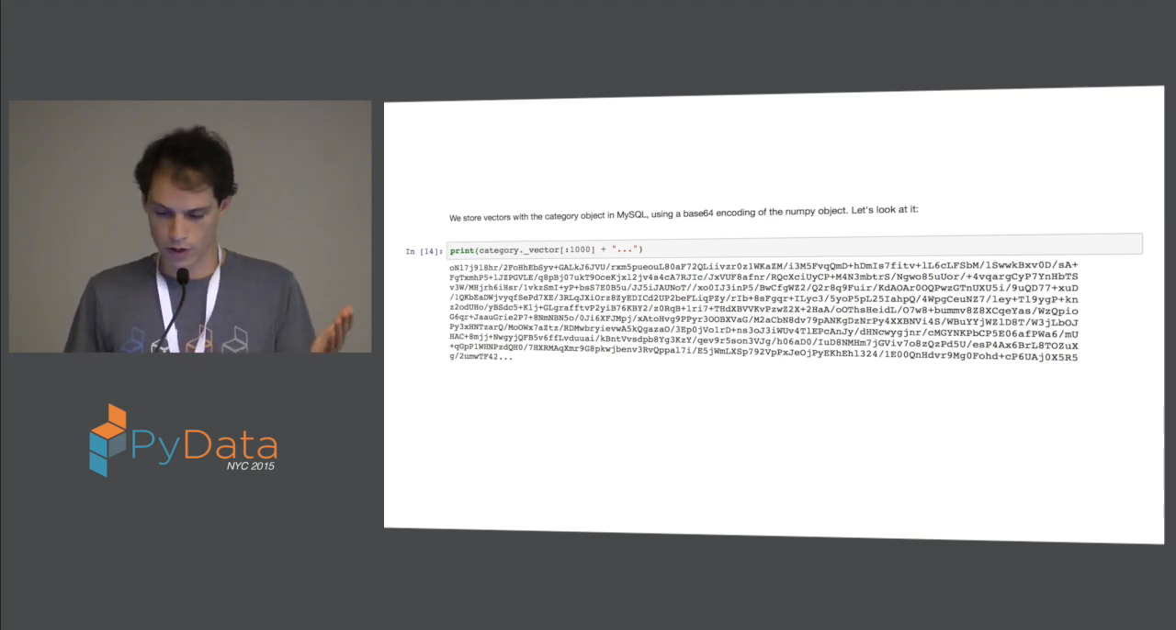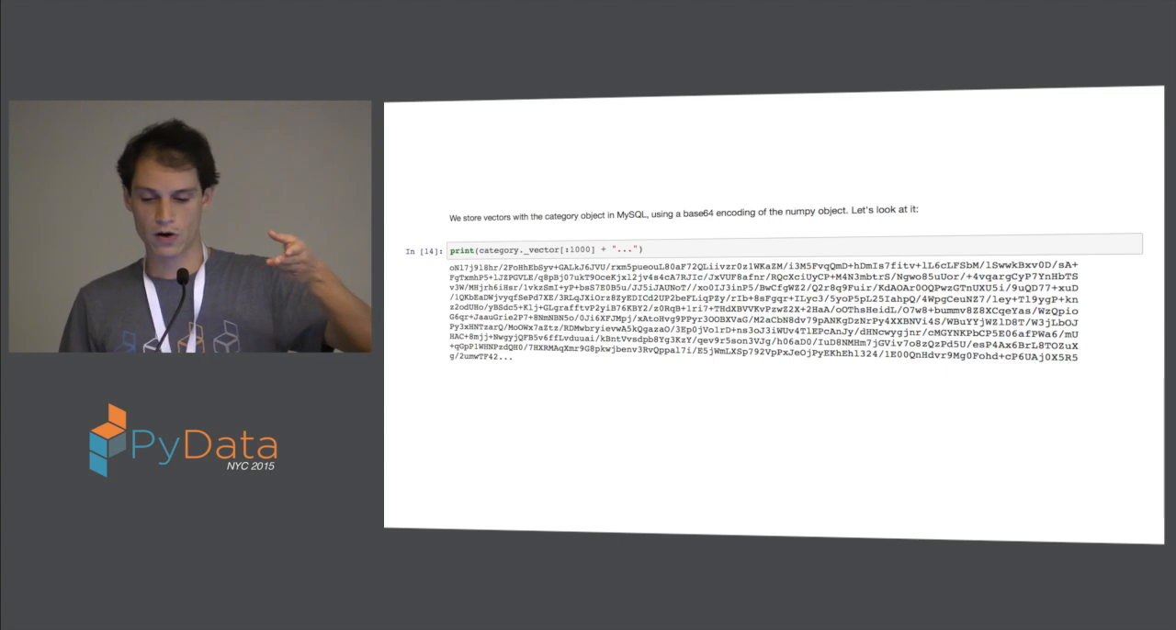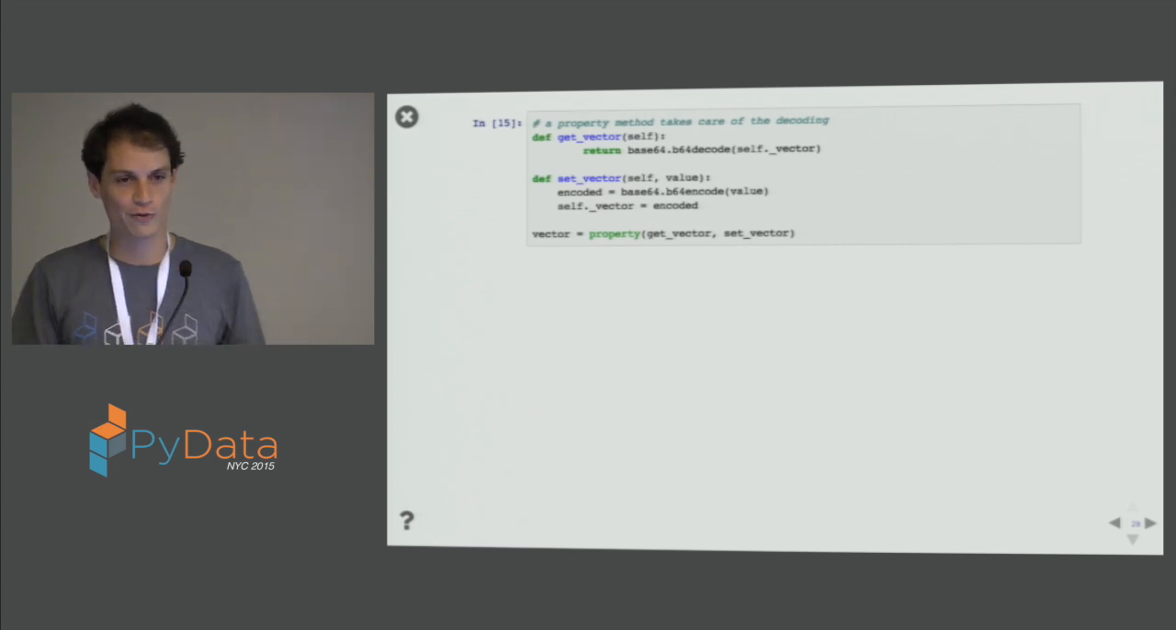For that, we're serializing the NumPy vector as a base64 encoding, and I'd be glad to have feedback on that. Why aren't you just storing it as a string, like the vector in MySQL? Because I don't know how. Well, we can discuss that later. I don't have much argumentation for that.